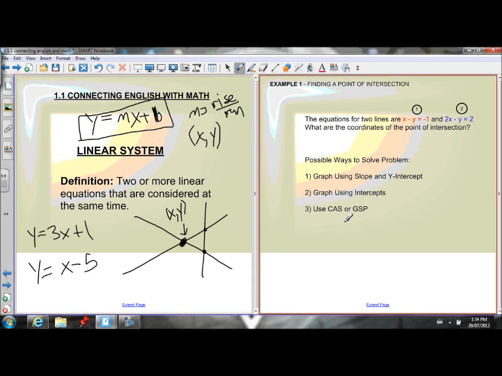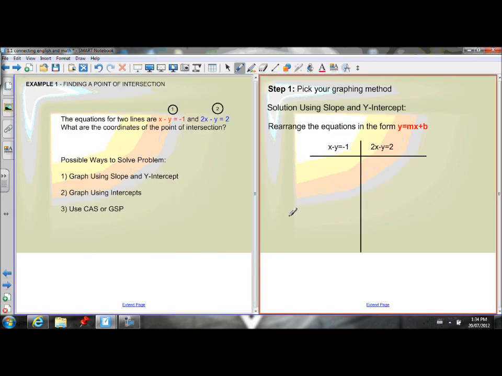Okay. So let's start off for this first example. Let's solve it by graphing them using our slope and y-intercept. So in order to do that, we have to first rearrange the equations into y equals mx plus b, because as you'll see here, they're not in that form yet. So what I have to do is get y by itself on the left side of the equation and move the x and the constant to the right side. The y is already on the left side, so I'm just going to leave it there.